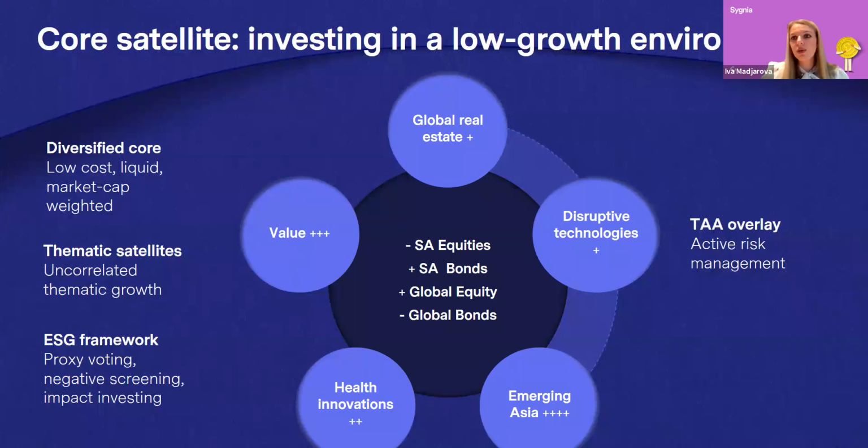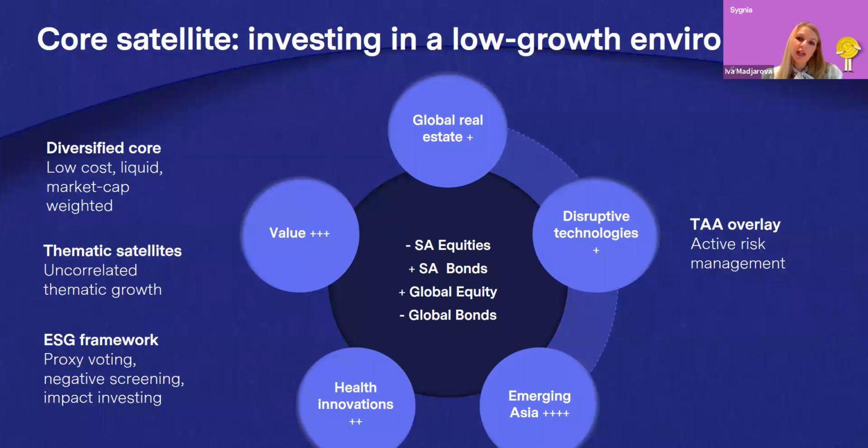Continuing clockwise from global real estate, the second satellite that we have included is exposure to disruptive technologies. Now, disruptive technologies are, if you think about the companies that are in the Fourth Industrial Revolution Fund, which is the fund that we have included to access this disruptive technologies theme. These are companies involved in artificial intelligence, in 3D printing, in space exploration. So it's all of these really exciting technologies that are set to be at the forefront of the Fourth Industrial Revolution. These are really the technologies that are changing the way the world works.